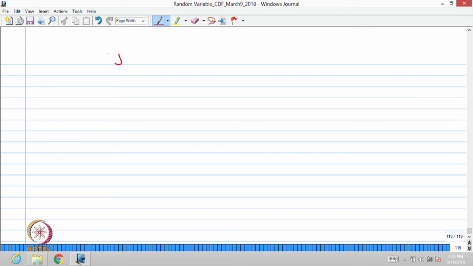Now we will move into joint probability mass function and joint probability density function of n dimensional random variables or random vector of size n. Let me start with the joint probability mass function. Let me start with the two dimensional, that is easy.